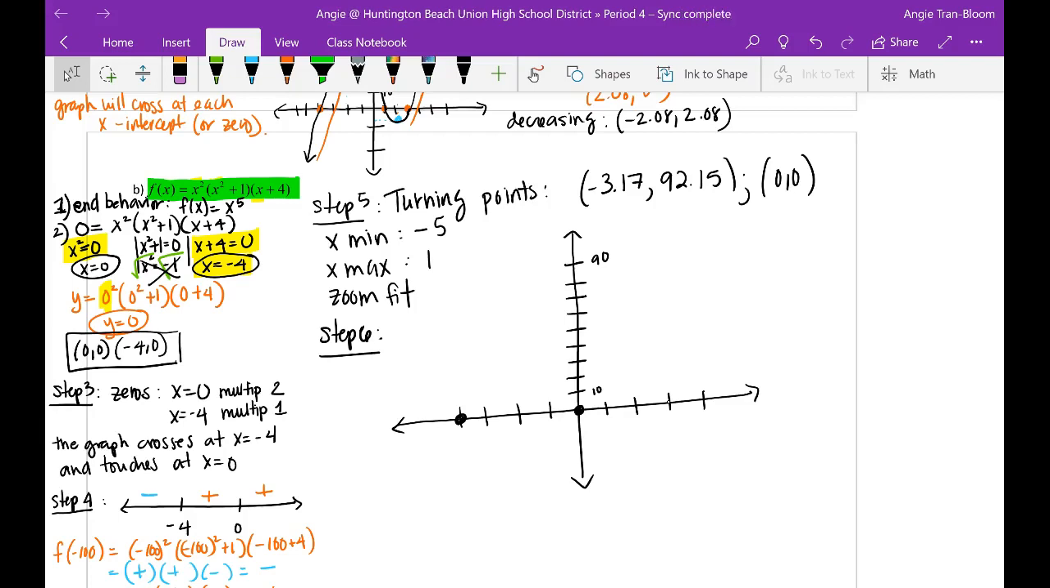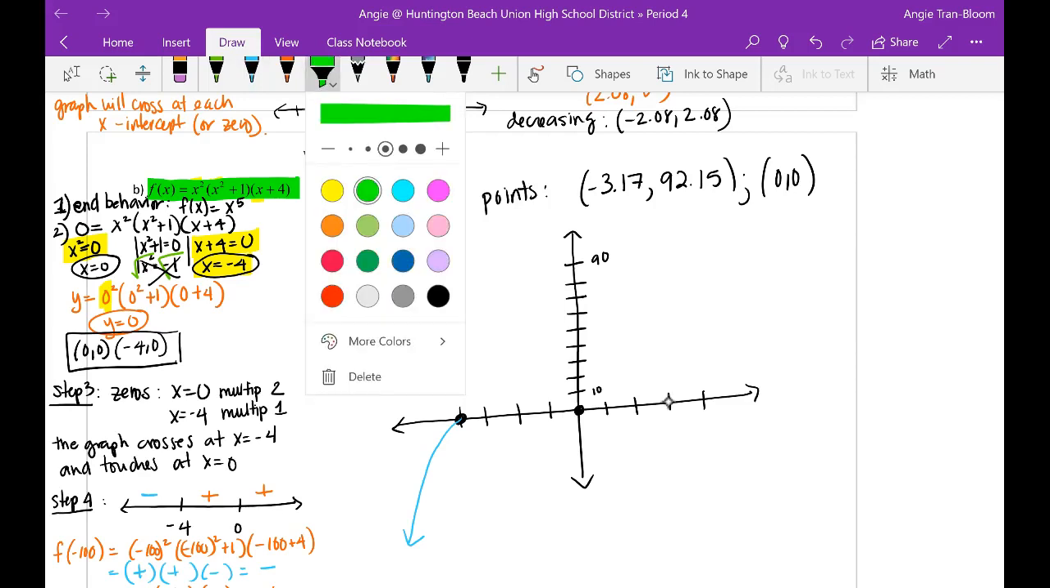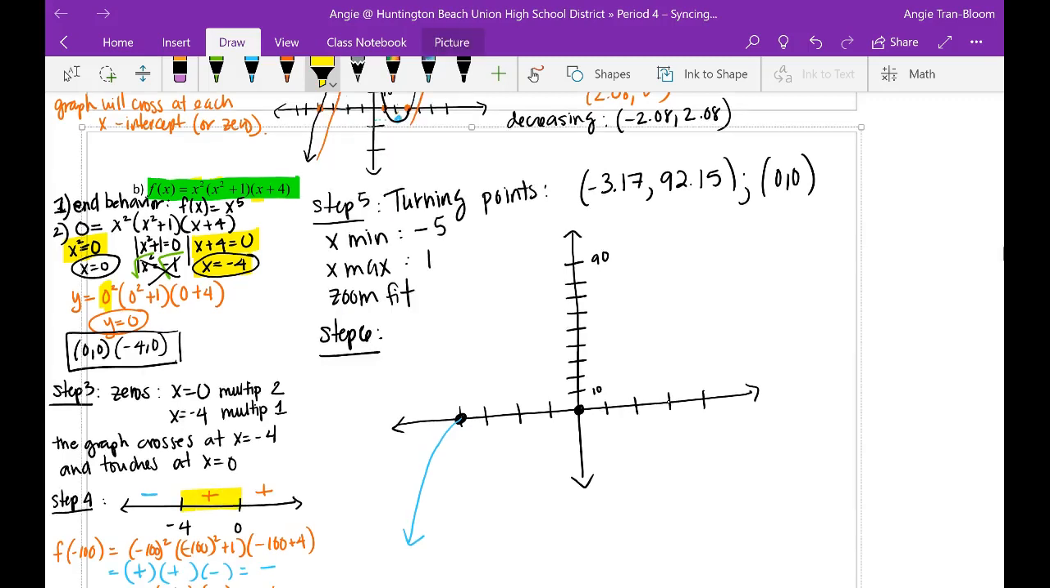Step 4, it's telling me that on the left-hand side of -4, the y is negative. So that means I'm starting here. Then it says in between -4 and 0, let me highlight this for you, my y value should be positive. So what does that mean? That means I'm just going above, like that. Then it says on the right side of 0 is also positive. So what does that mean? That means I'm going back up, like that.